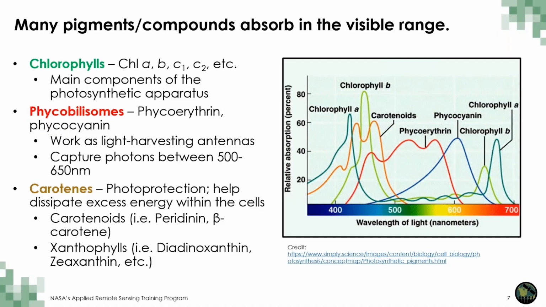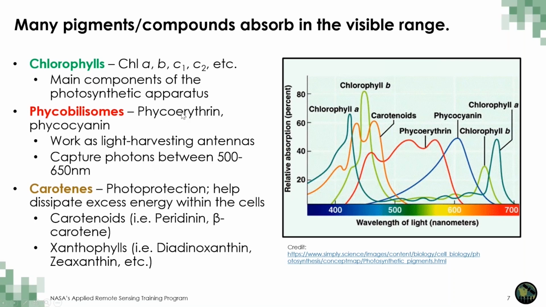First, as most of you know, most photosynthetic organisms have chlorophylls. Depending on the organism, they may have chlorophyll A, B, C, C2, etc. And these are the main components of the photosynthetic apparatus. On the right, we see a graph where some of these pigments absorb. You see that the chlorophylls in particular usually absorb in the blue and the red region of the spectrum. This is why, for instance, most plants are green.